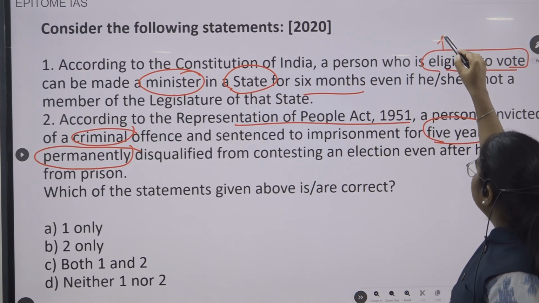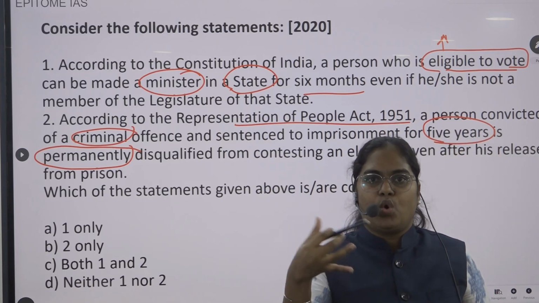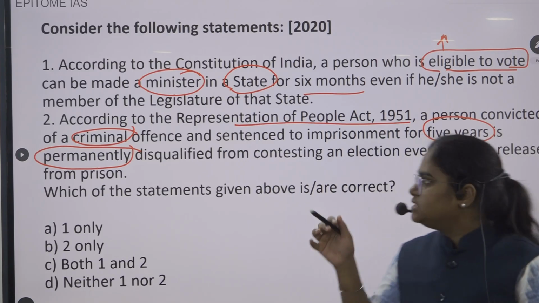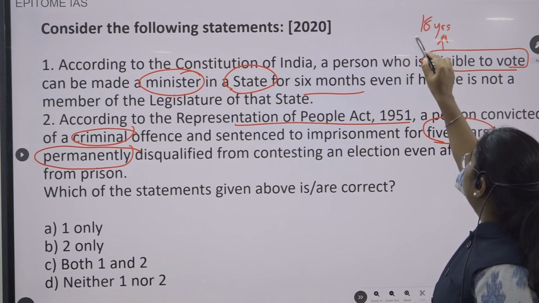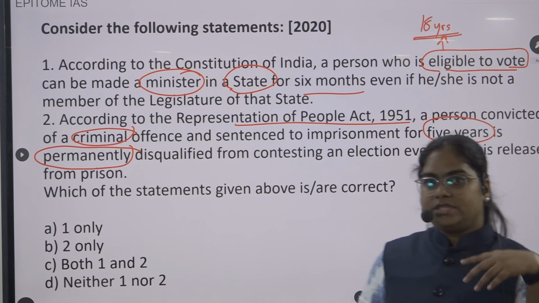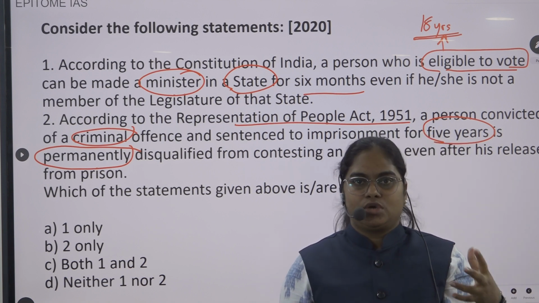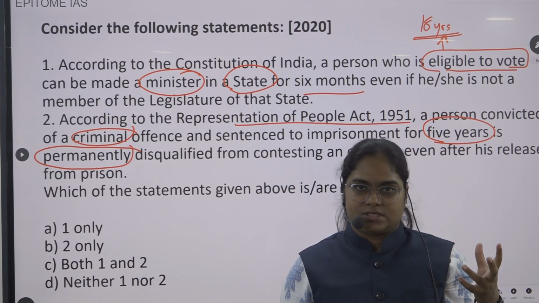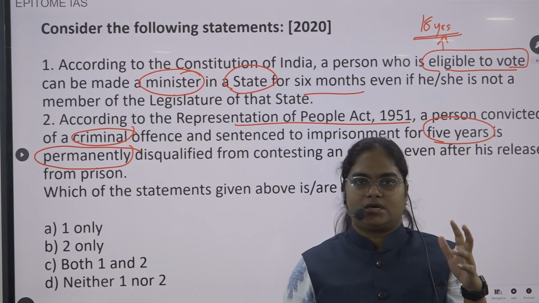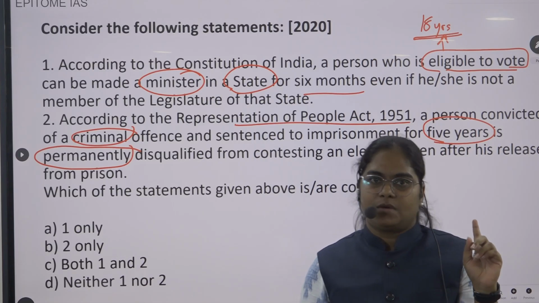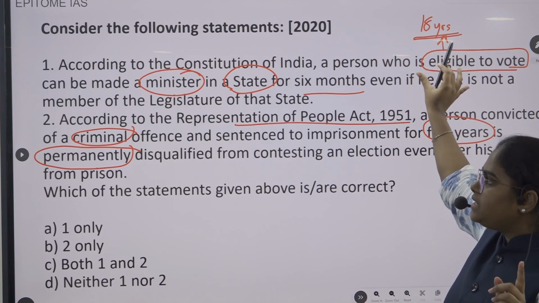First, tell me, what is the age for eligibility to vote? The age is 18 years. Currently, any person who is 18 years or more is eligible to cast a vote in the elections, right? Earlier it was 21 years, but later it was reduced to 18 years, okay? So this is the first point which you have to remember here.